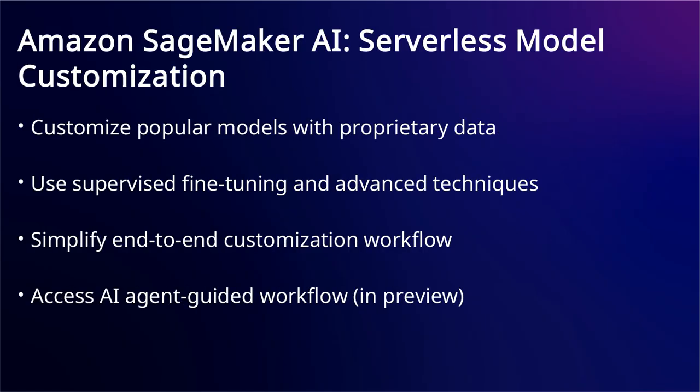AI developers often struggle with lengthy iteration cycles when customizing models with proprietary data. Amazon SageMaker AI's new serverless model customization feature addresses this challenge. You can customize popular models like Amazon Nova and Llama using your own data. The feature supports supervised fine-tuning and advanced techniques such as reinforcement learning. It simplifies the end-to-end workflow from data preparation to deployment, accelerating the process. Additionally, you can access an AI agent-guided workflow that uses natural language for synthetic data generation, quality analysis, and model training.